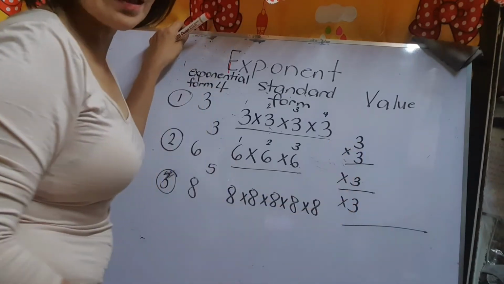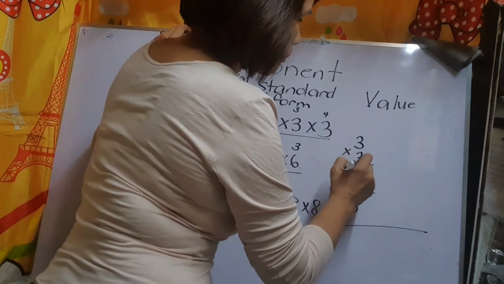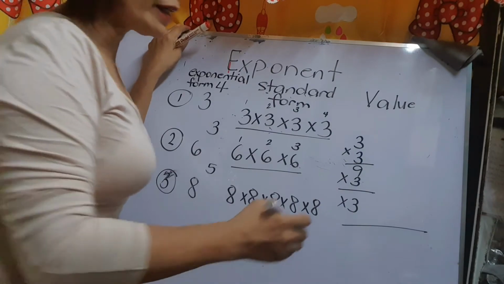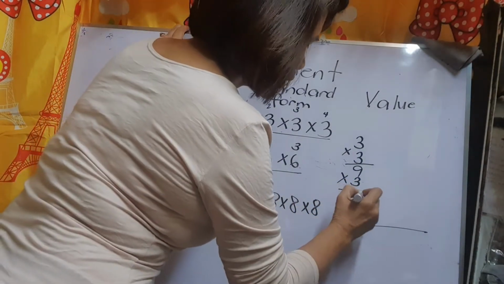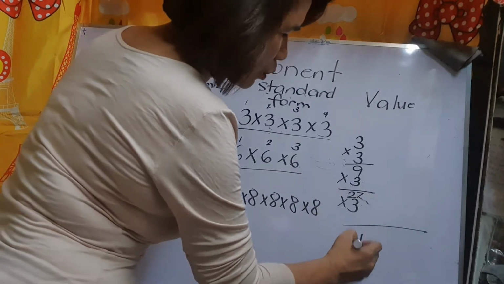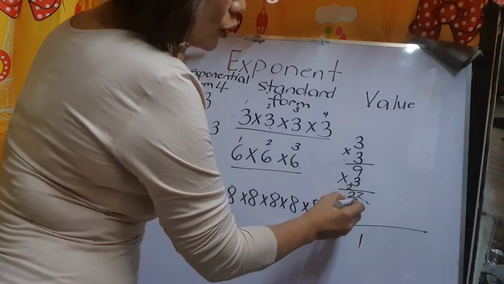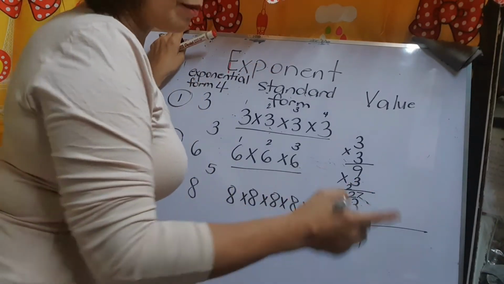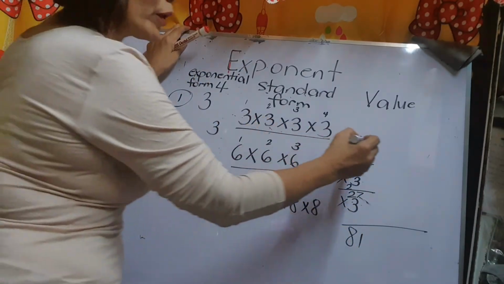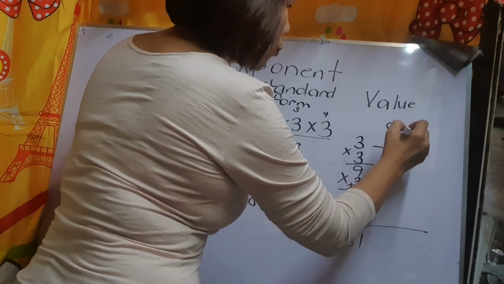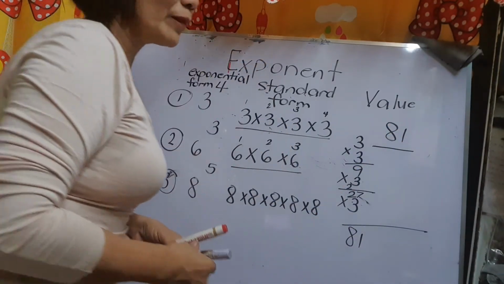So, 3 times 3 is 9. 9 times 3 is 27. 7 times 3 is 21, carry 2. 3 times 2 is 6, plus 2 is 8. Okay, so now the value of 3 to the 4th power is 81. Okay, next number.